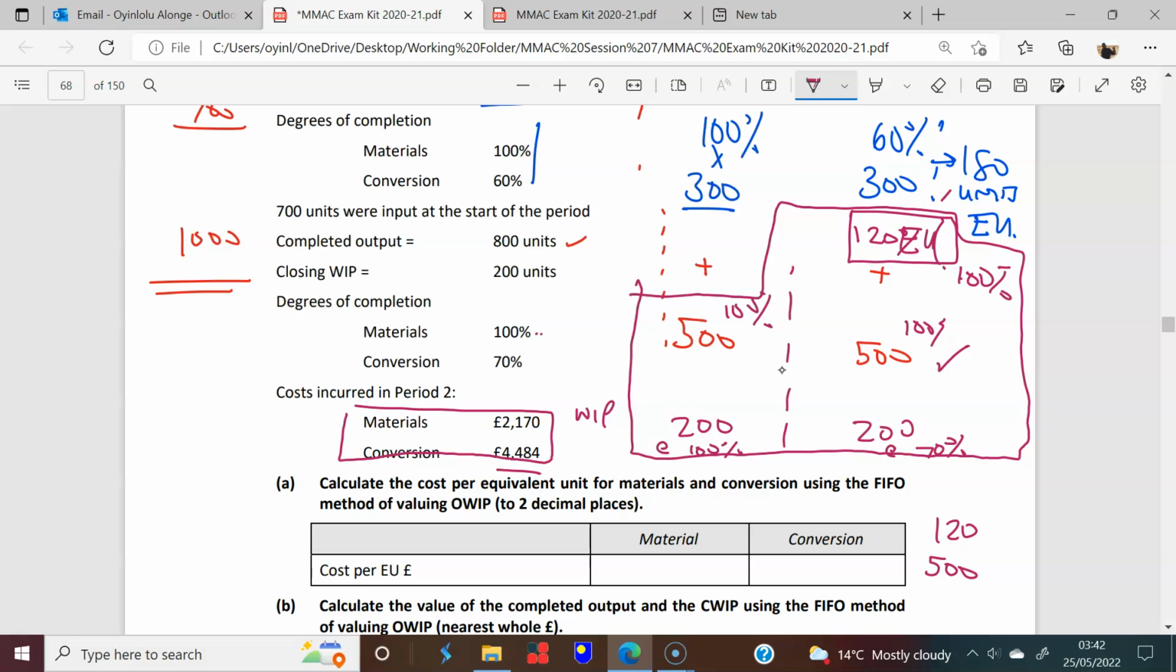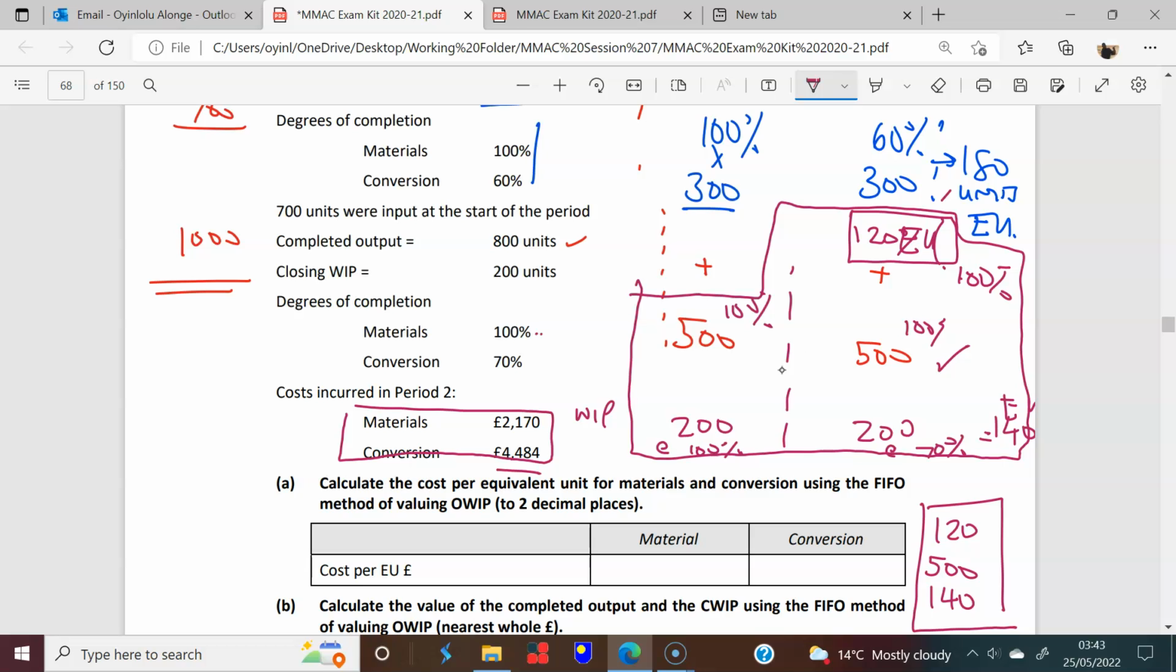makes this, and I've also done 200 at 70%, right? Because of 70% conversion, which is in effect 140 equivalent units. So you have here 140 equivalent units. So I can only add equivalent units. We've been doing this all day to build to this. Right? So I have 120 plus 500 plus 140, which is 760.